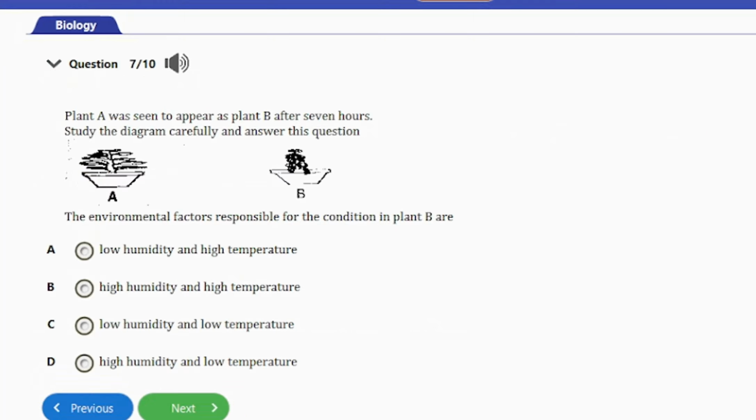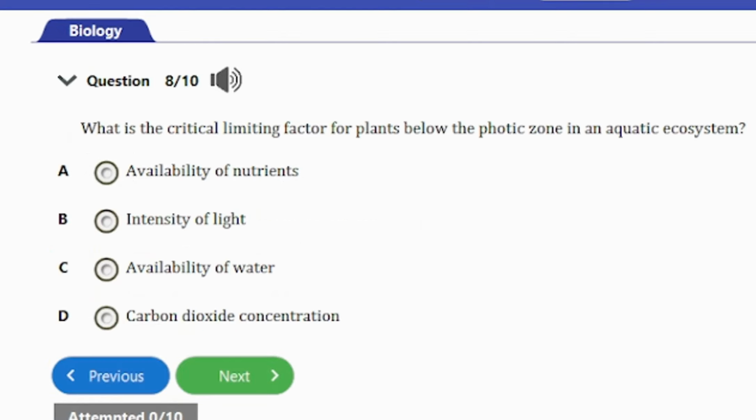Let's consider the next question, question number 7. It says, plant A was seen to appear as plant B after 7 hours. Study the diagram carefully and answer this question. The environmental factors responsible for the condition in plant B are A. Low humidity and high temperature. B. High humidity and high temperature. C. Low humidity and low temperature. D. High humidity and low temperature. The answer to this question is option A, that's low humidity and high temperature. So let's look at the next question.